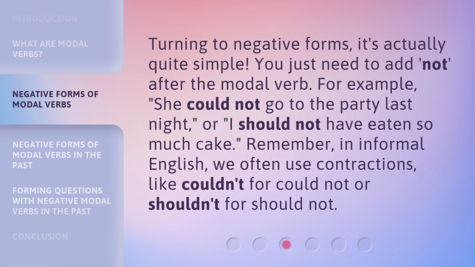Turning to negative forms, it's actually quite simple. You just need to add not after the modal verb. For example, she could not go to the party last night, or I should not have eaten so much cake. Remember, in informal English, we often use contractions, like couldn't for could not or shouldn't for should not.